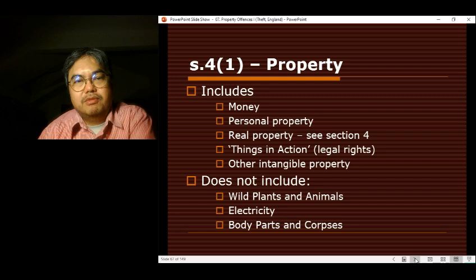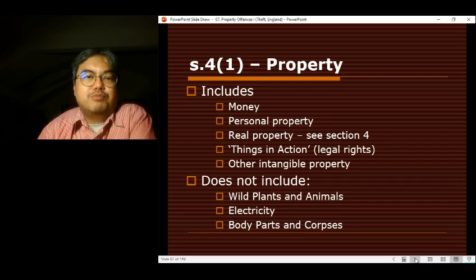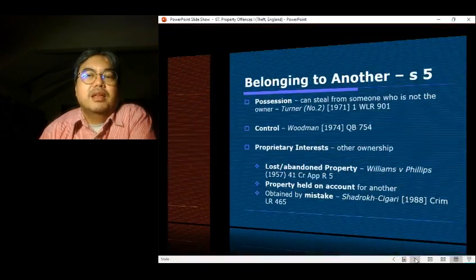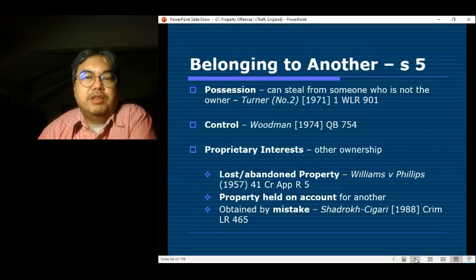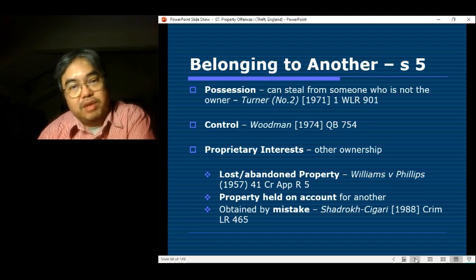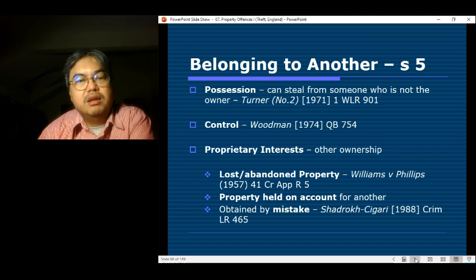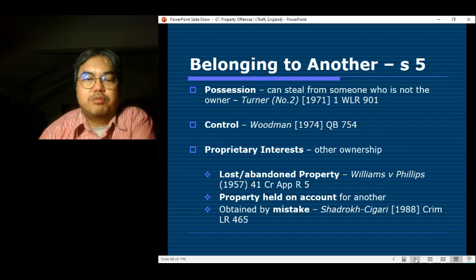Let's just recap first. Property is found under Section 4, includes money, personal property. That's the key areas. And that property must be belonging to another. And it can belong to another if it's in possession of the other, or if it's in control of the other, or it belongs to the person having proprietary interest over that property.